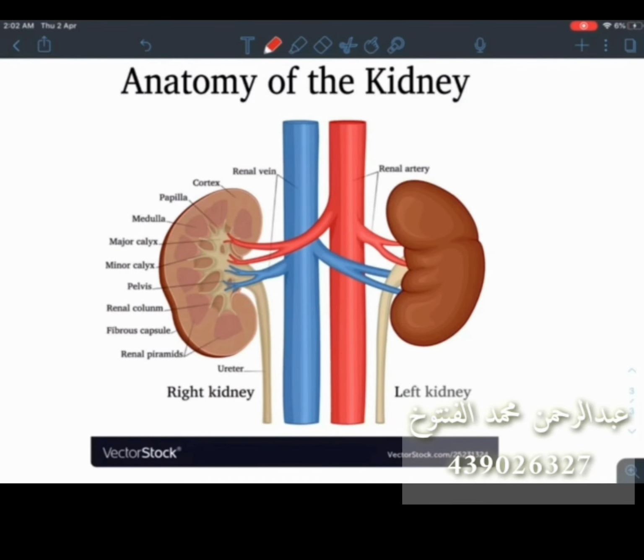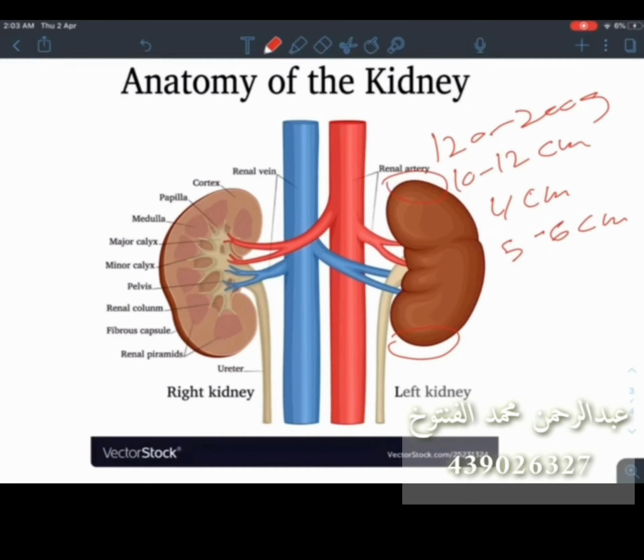So the kidney weighs around 120 to 200 grams and is not that large, about 10 to 12 centimeters long, 4 centimeters thick, and about 5 to 6 centimeters wide. The kidney consists of two poles. We have the lower pole, which we call extremitas inferior, and the upper pole, which we call extremitas superior. In the upper pole you can find the suprarenal gland.